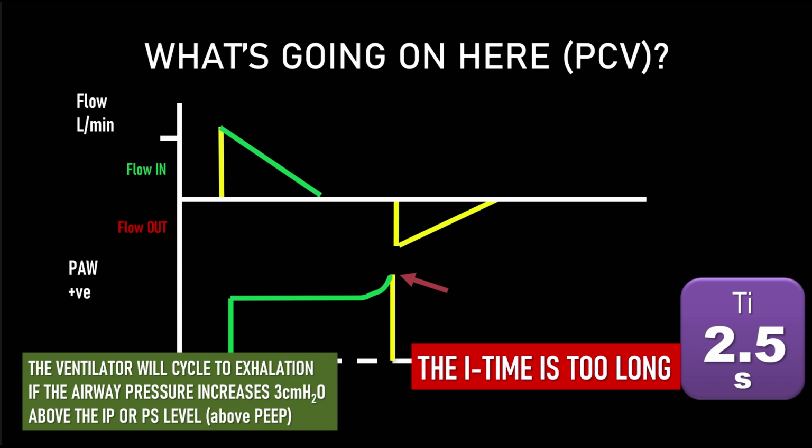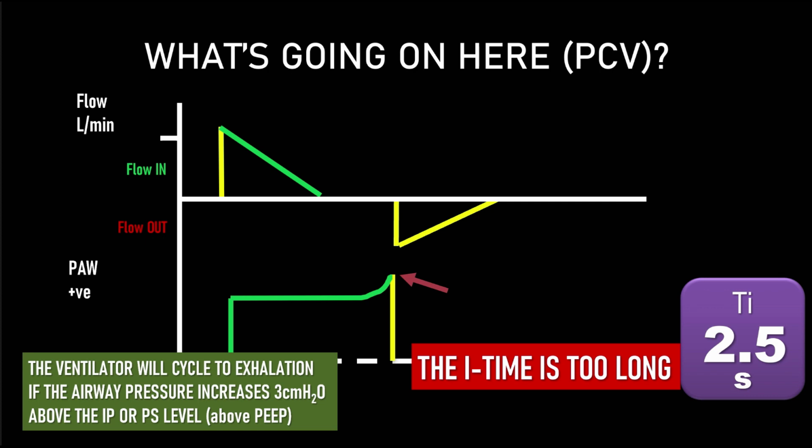The ventilator will cycle to exhalation in this situation, though, if the airway pressure increases 3 centimeters above the inspiratory pressure, that's the pressure limit, or the pressure support inspiratory pressure level above PEEP. So for example, if you have an inspiratory pressure or a pressure limit that's 15 above PEEP and the airway pressure hits 18, the ventilator cycles off. And the reason why it does this is to stop the patient damaging their own lungs while they cough or they take a double breath.